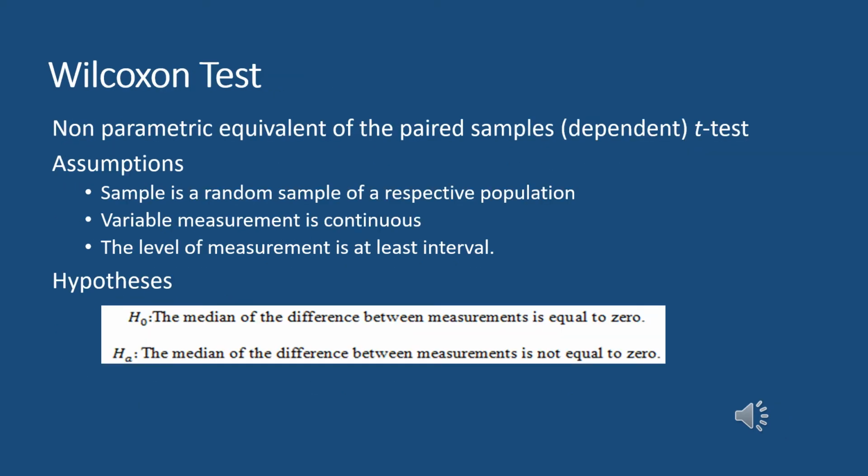The Wilcoxon test, sometimes called the Wilcoxon rank sum test, is the non-parametric equivalent of the paired samples dependent t-test. The assumptions here are that the sample is a random sample of the prospective population, variable measurement is continuous, and the level of measurement is at least interval. The null hypothesis is the median of the difference between the measurements is equal to 0, and the alternative hypothesis is the median of the difference between measurements is not equal to 0.